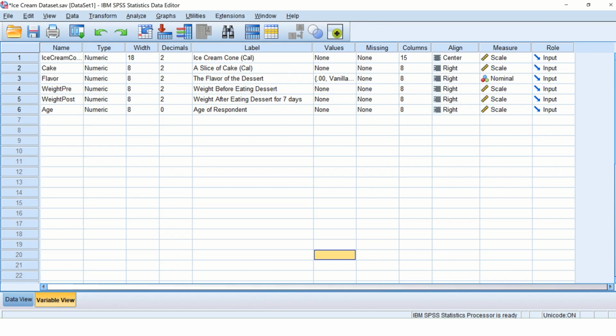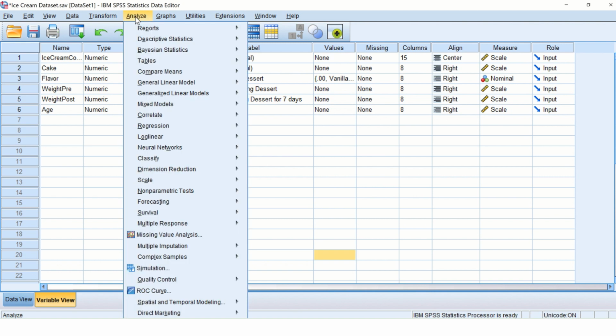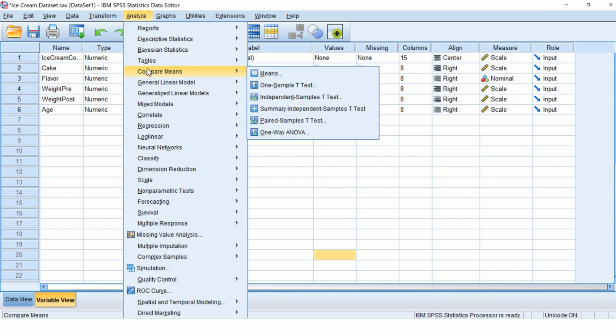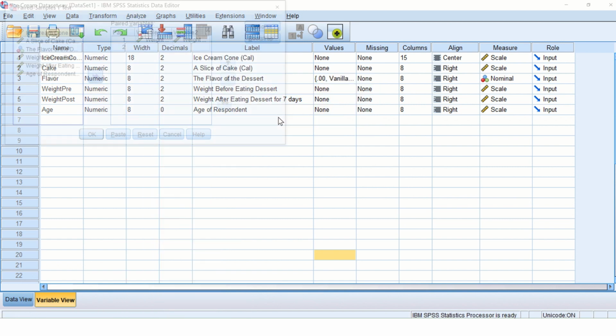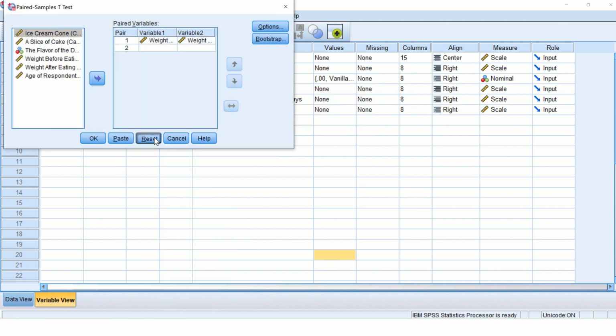Okay, so I have some data here that will help us answer this question. More so, we want to support our alternative hypothesis. So we start off by going to Analyze, Compare Means, Paired Sample t-tests. I'm going to reset this.